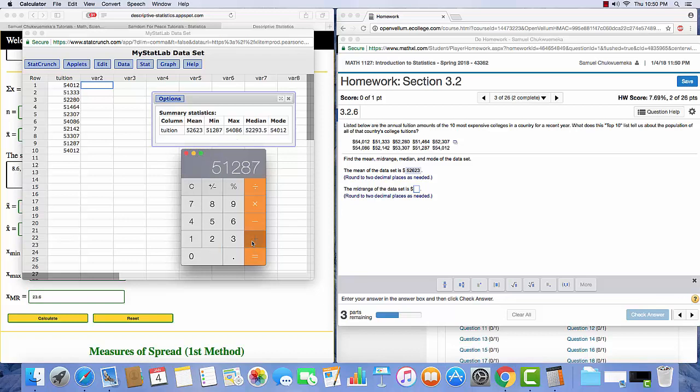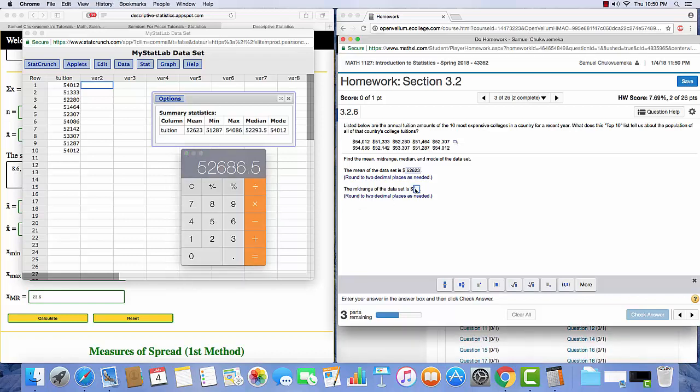51287 plus 54086 equals, then divide by 2 equals. Round to two decimal places as needed. So this will give us 52686.5. Rounding to two decimal places as needed.